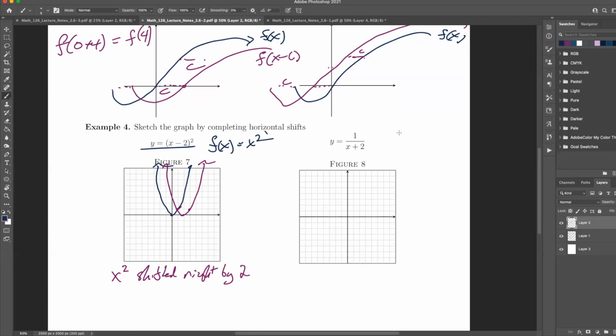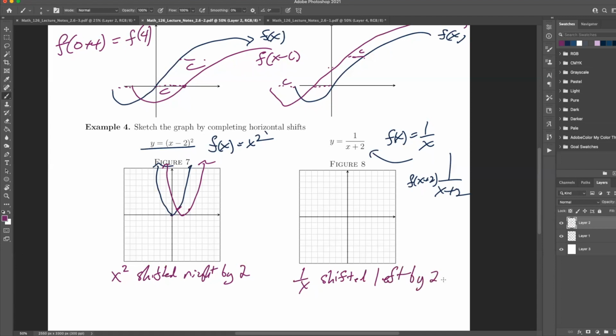I wish I had you draw one or two of them just to get you more used to what's going on. So the original function here is f of x equals 1 over x. Does everyone see how this is the original function? Then if I add 2 to it, that's the function I'll get. Because f of x plus 2: everywhere I see an x, I'm going to put x plus 2. So I'm going to take 1 over x and shift it left by 2.